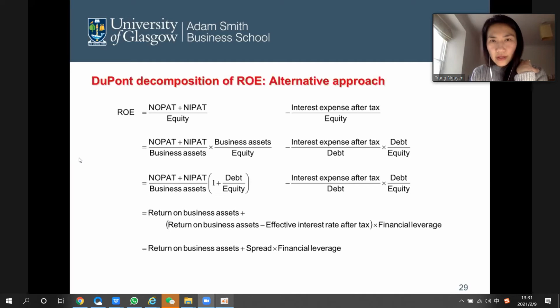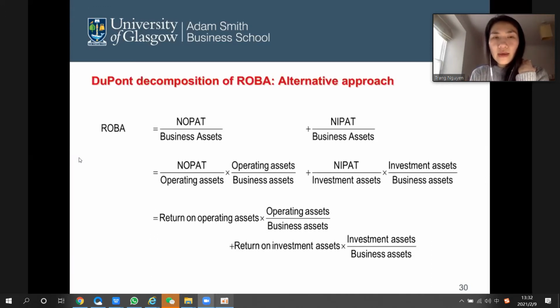Do you have any questions about this before I analyze the alternative approach for you? It's completely dependent on your choice. You can either base it on the traditional approach, or the alternative approach, or you can combine both. Why can we combine both? Because when you look at this, they split different components, right? They are based on return on operating assets and return on investment assets. Here they look at the return on business assets.